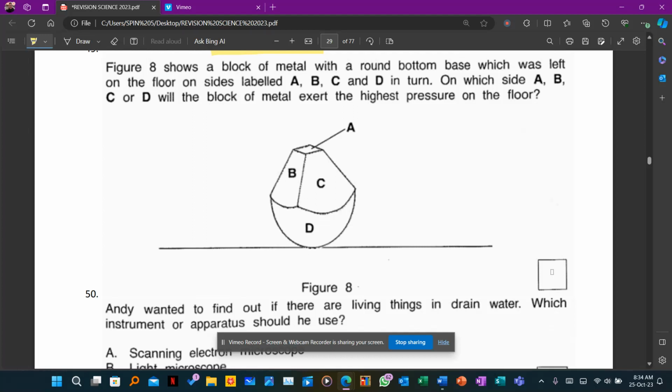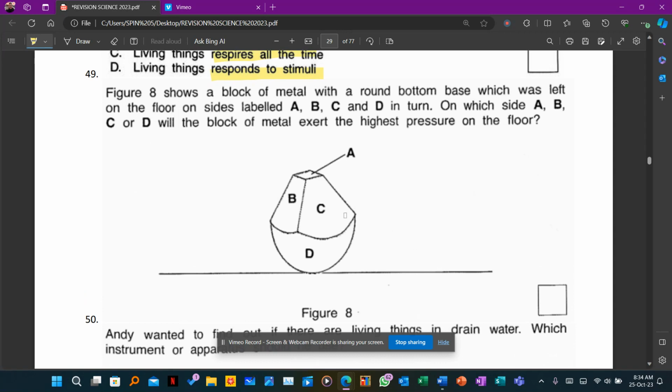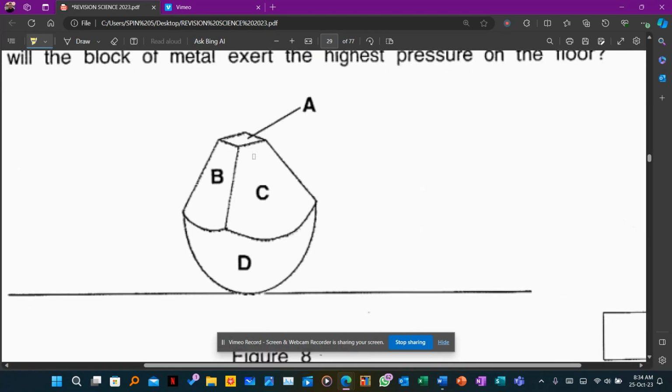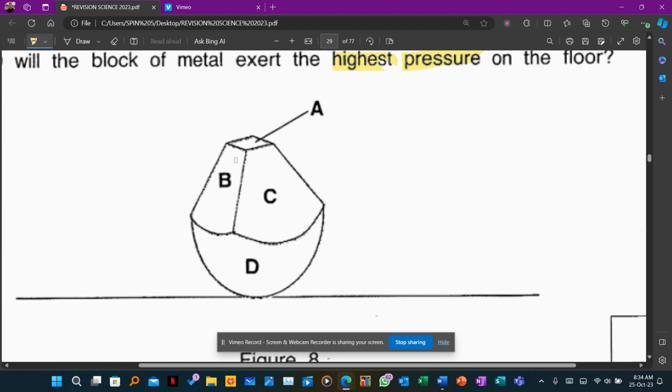Okay, let's continue. This is the second part. So if you look at the figure here, usually when it has different surfaces, it's always talking about pressure, whether it's the highest or the lowest. So looking at this diagram, students often confuse, does it mean that the surface is staying like this, or is it going to be on the ground?